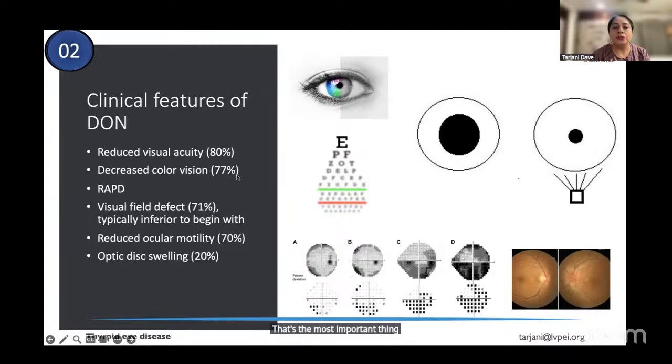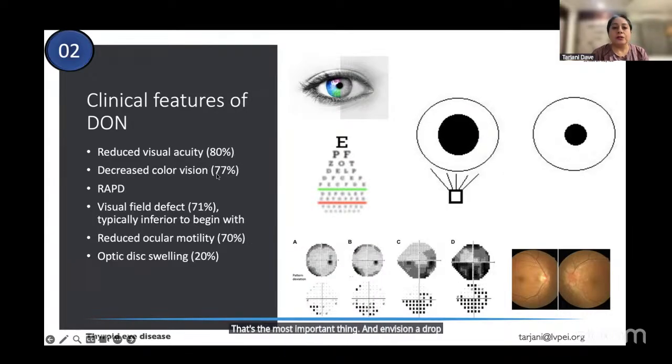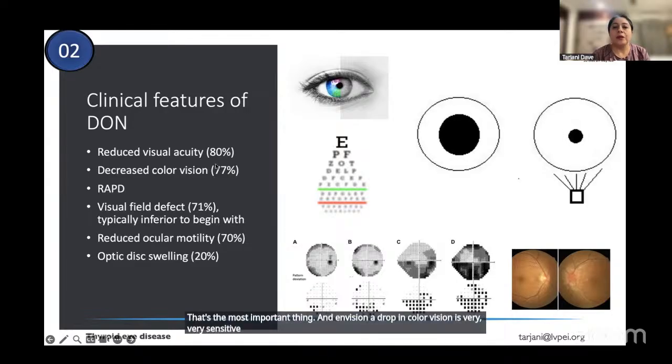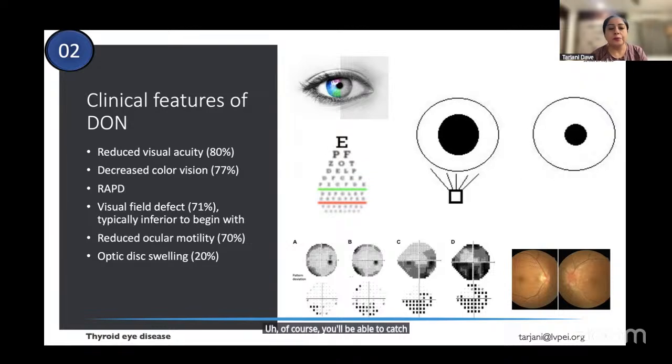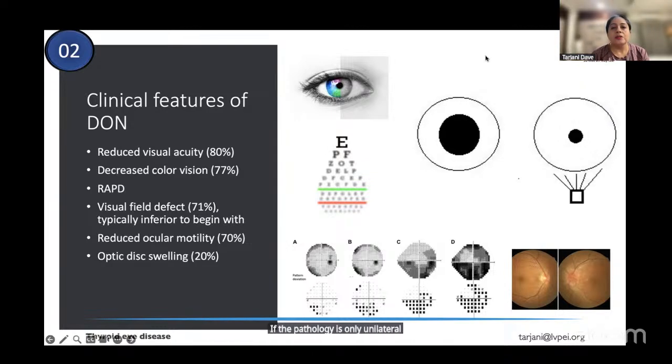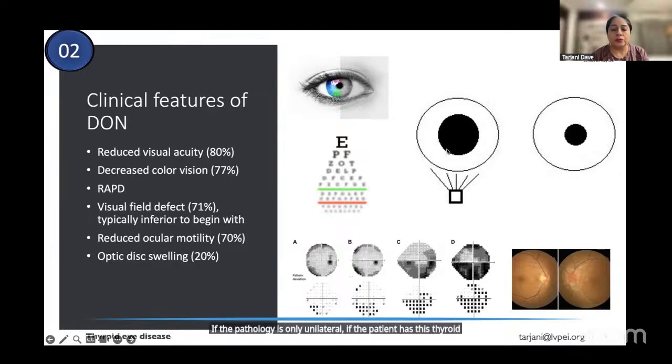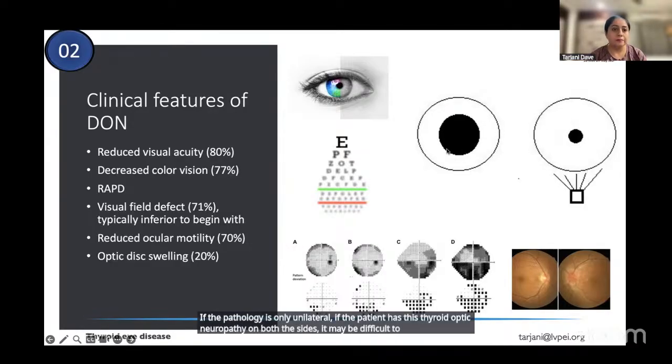And in vision, a drop in color vision is very, very sensitive for picking up dysthyroid optic neuropathy. Of course, you'll be able to catch a relative afferent pupillary defect if the pathology is only unilateral. If the patient has dysthyroid optic neuropathy on both the sides, it may be difficult to pick it up.